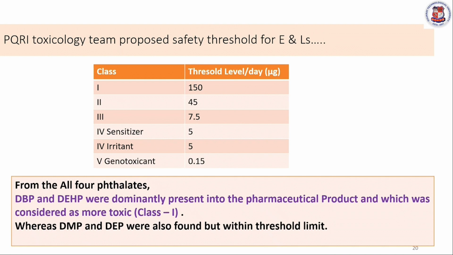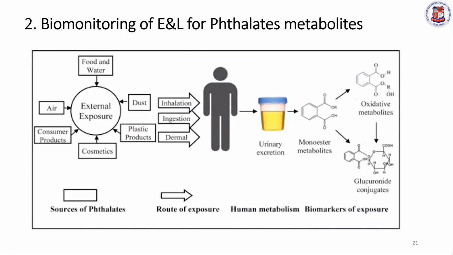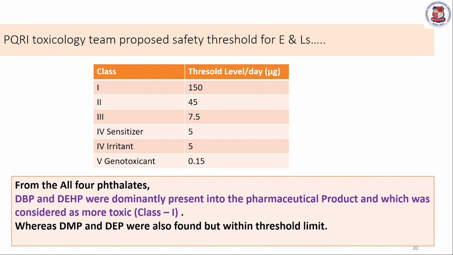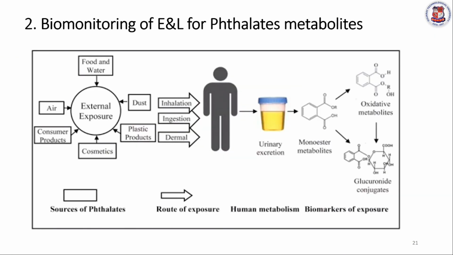As per the PQRI toxicology team's proposal, they have classified compounds from class 1 to class 5, with the threshold level required per day in micrograms per day. DBP, dibutyl phthalate, and diethylhexyl phthalate were dominantly present in the products, and were considered more toxic, as class 1 compounds, whereas DMP and DEP were also found, but within the threshold limit. Okay?